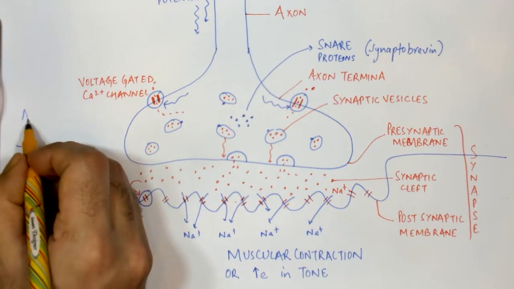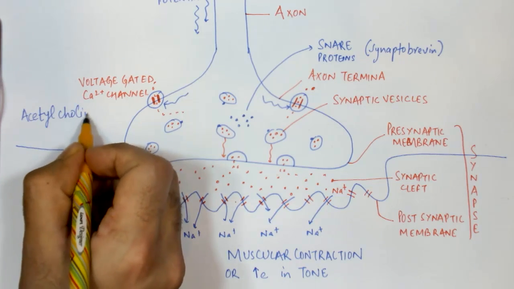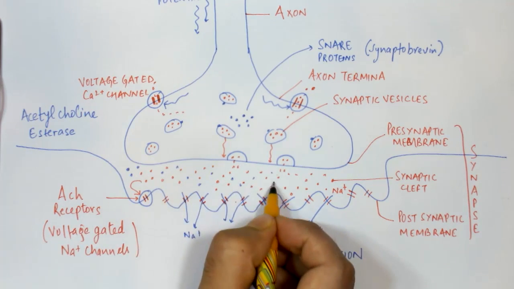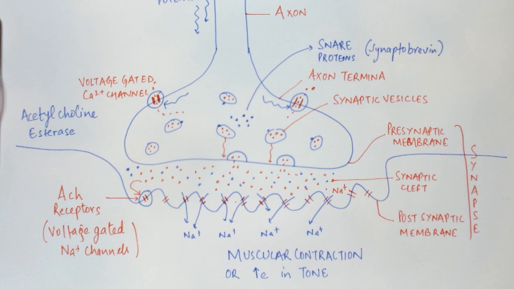So after the acetylcholine has acted on the muscle, the enzyme acetylcholinesterase, which is also present in the synaptic cleft, acts upon the excess acetylcholine and degrades it so that no further action of the acetylcholine on the acetylcholine receptors takes place. This was a brief description about the structure and action of the neuromuscular junction.